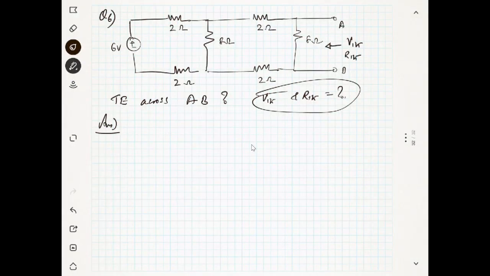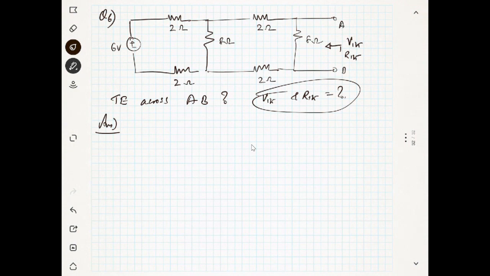Okay, the general procedure I will tell you. What is the general procedure? To find VThevenin, you have to find the voltage between A and B, right? Yes. After that, you have to short circuit that 6 volt and find the resistance between A and B, right? Yes. So if we proceed like that, in the first step, we want to find the voltage between A and B. How to find the voltage between A and B?